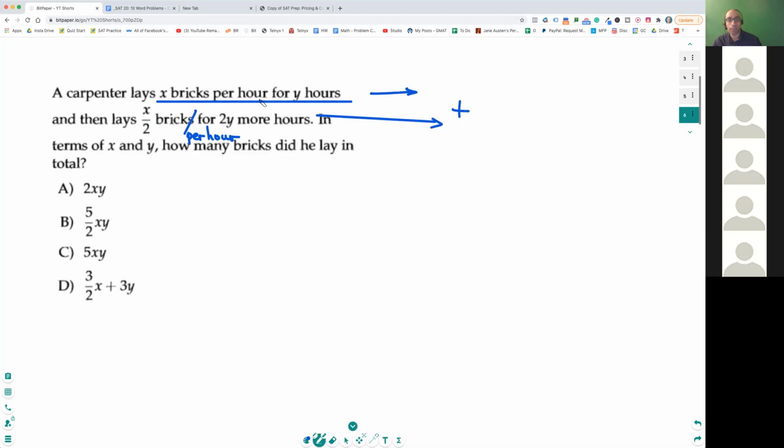So remember, X bricks per hour, that's the rate that's given to you. In 1 hour, you're laying X bricks.